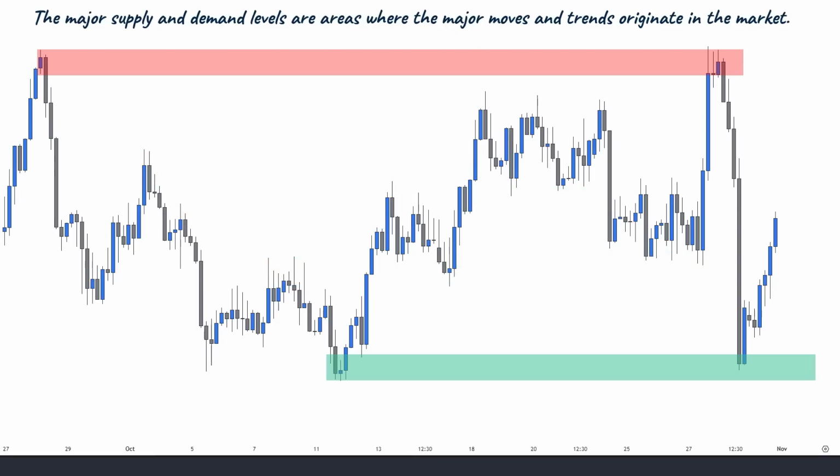Identifying key supply and demand levels in trading is important because they represent price levels where significant buying or selling activity has occurred. You could use these levels to make informed decisions, as they can act as strong indications, helping to predict price movements and plan entry and exit points.